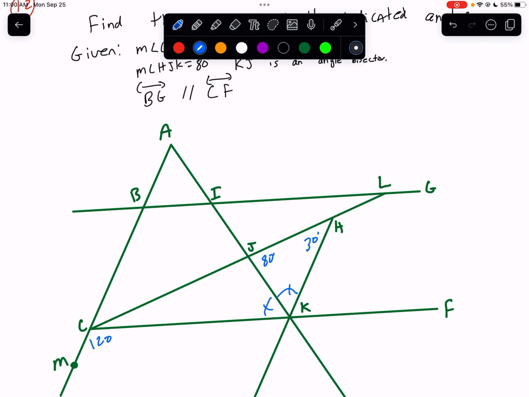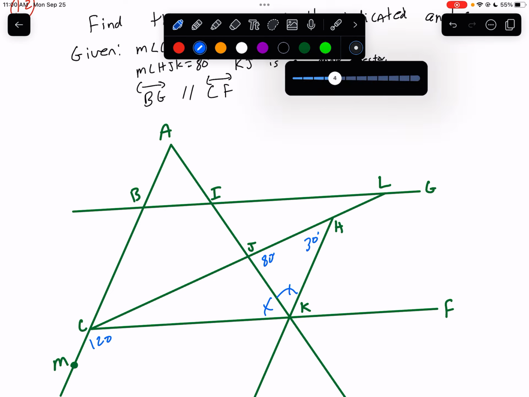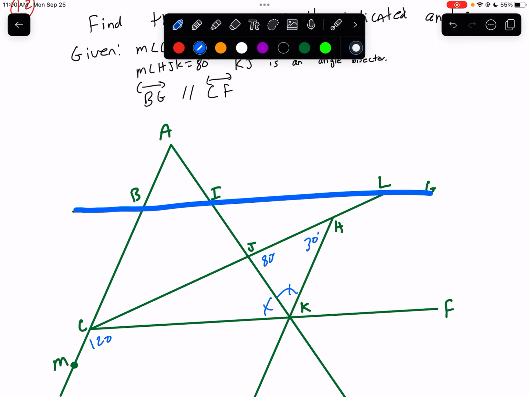Oh, and then they tell us parallel lines. That's one of our favorite things. So we've got parallel lines here. They told us that these are going to be parallel to these. Woo, those are some parallel lines. So what do we do with all this?